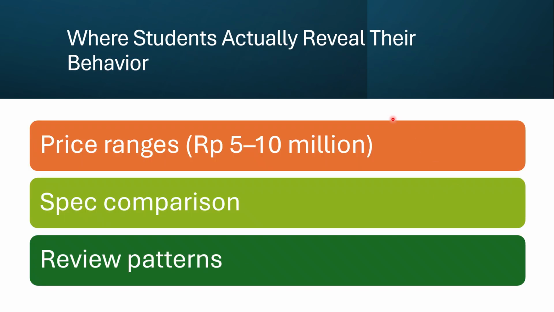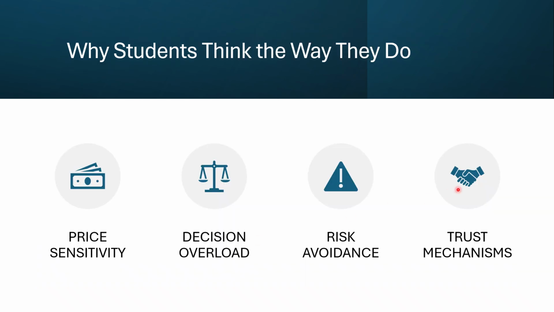This is where students are most honest. They compare price, complain about battery, praise service center, and argue about value. This data shows us what students really care about, not what brands want them to care about.